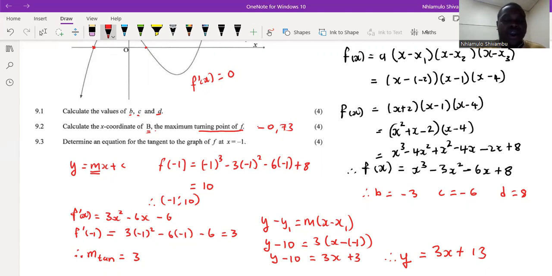Thank you. I hope you enjoyed, and I hope you have benefited a lot from one of the methods of determining the equation of a tangent to a cubic function.